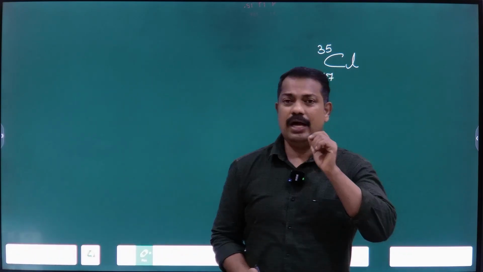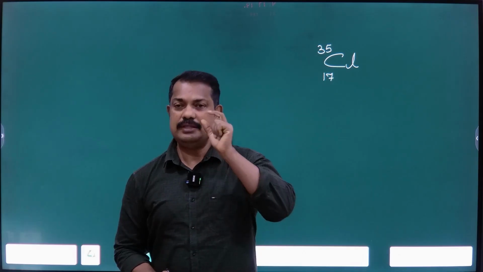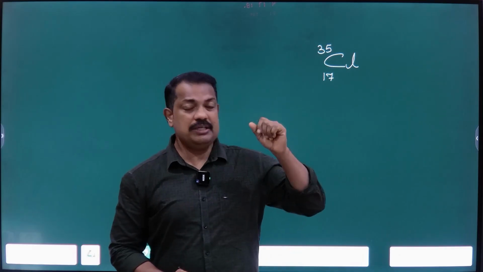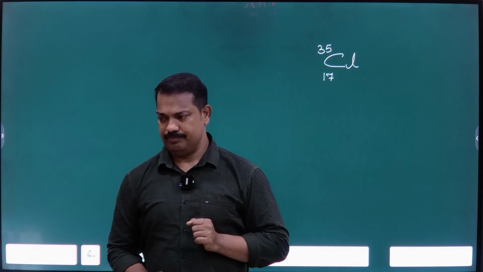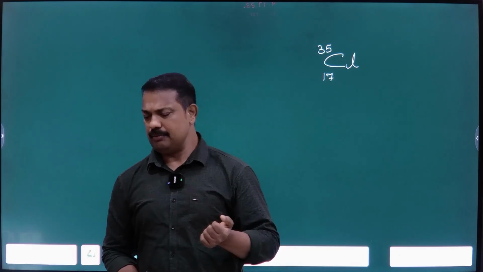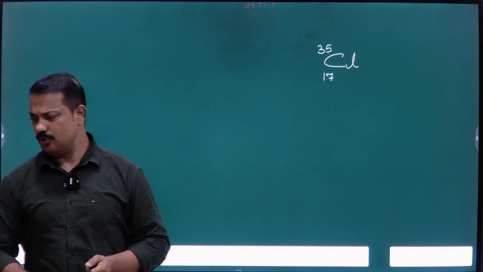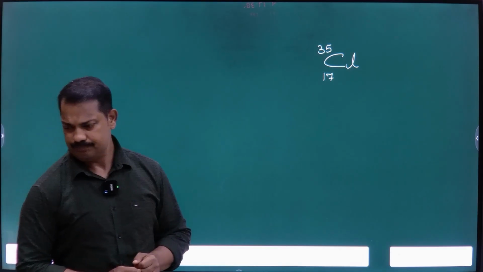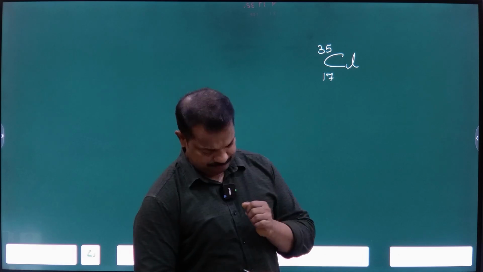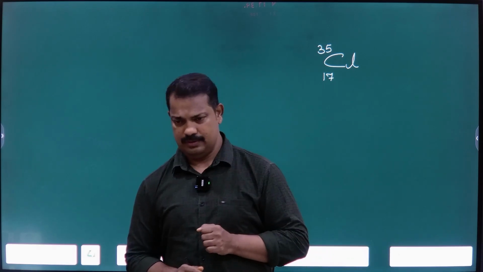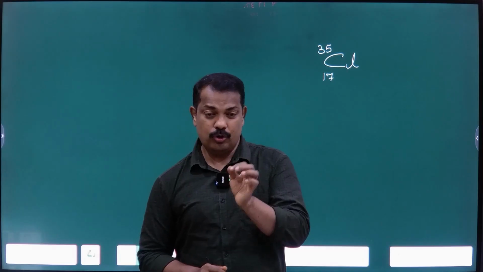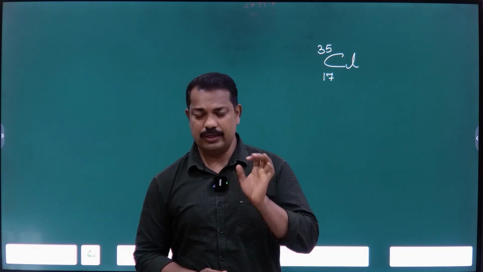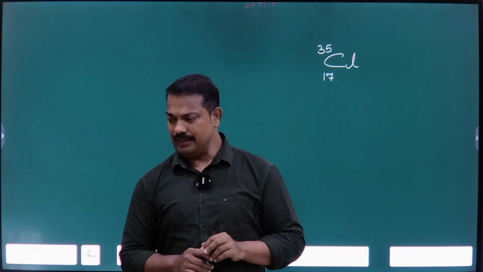17 represents the atomic number and 35 represents the mass number. What is atomic number? Atomic number is the number of protons present in the nucleus of an atom of an element. Yes, the number of protons present in the nucleus of an atom of an element is called atomic number.